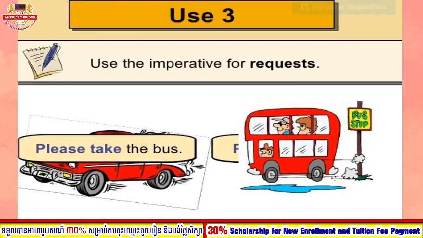We also use the imperative for requests, where you can ask to get something. That's why we call it a request. Example: please take the bus. If you don't like to ride in a taxi, you need to take the bus, or you can say, please take a bus. It's like if you don't like to ride in a taxi, you can ride with the bus. Now let's move to another one.